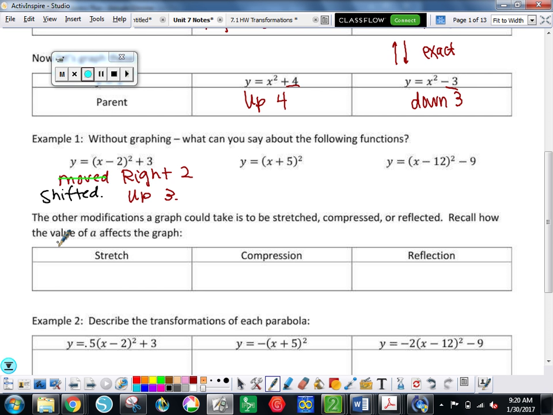Okay, cool. What about the next one? The x plus 5 squared. The graph has moved what? Left. Good. So that middle one is left 5. And what about the last one? Sorry, this one's left 5. This one is, because it's -12, right 12, down 9.